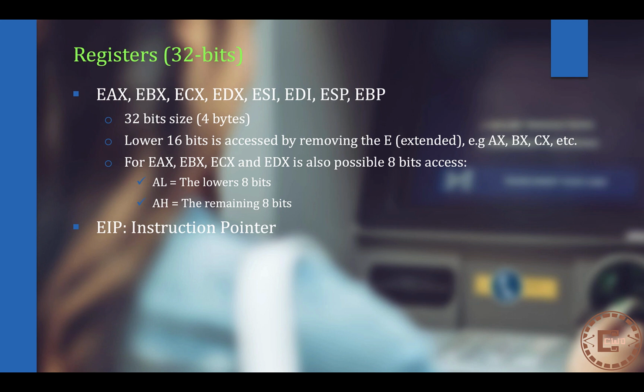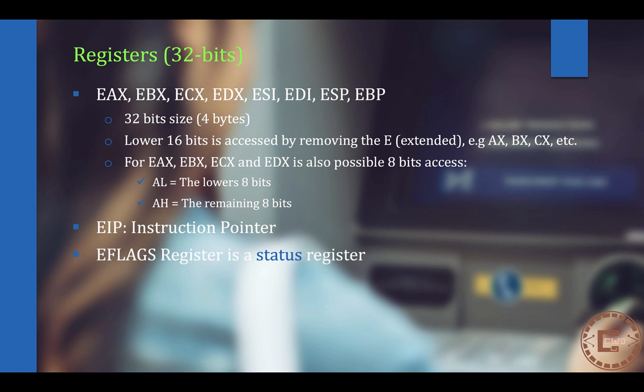Then you have a very, very important register, which is called EIP. This is the instruction pointer, which basically means that every time you are executing a program, EIP points to the instruction that is about to be executed, okay?